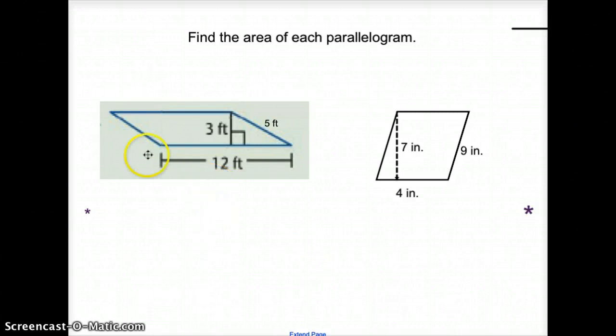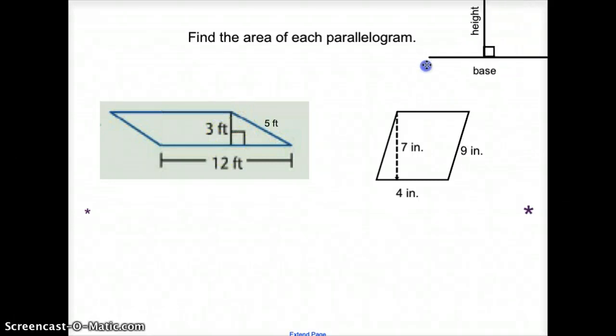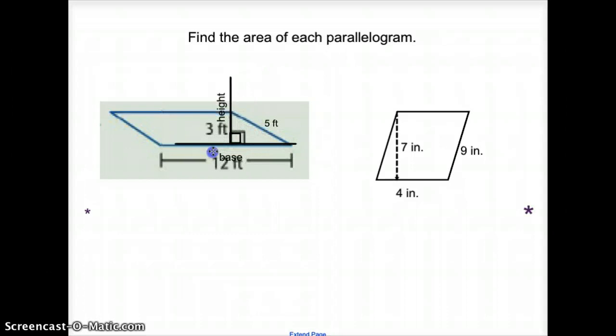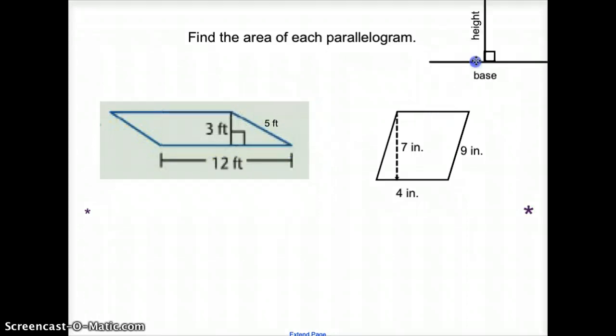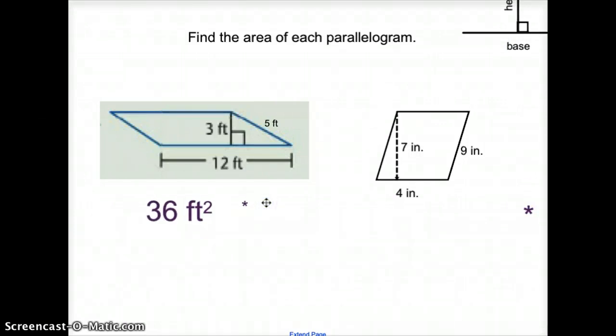All right, so hopefully for this first one, you found out that the base was 12 and that the height should be 3. Just to remember, your base and height have to be like this. So that's how you know it's going to be 3 and 12. It's not 5 because that does not form a 90-degree angle. So if we check your answer, you should have gotten 36, and hopefully you labeled it feet squared.